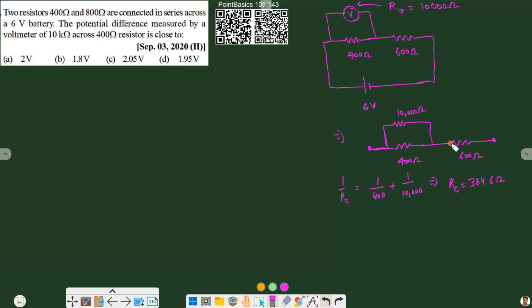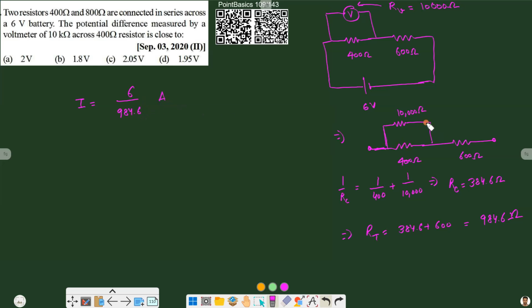So now the total resistance of the circuit will be RT. Their parallel combination is in series with the 600 ohm resistance. So the total resistance of the circuit will be 384.6 plus 600. This will be 984.6 ohm. So this is the new total resistance when the voltmeter is not ideal. Now we have the total resistance. We know the potential, that is 6 volts. So current will be potential by resistance, so 6 by 984.6 ampere, this will be the current.